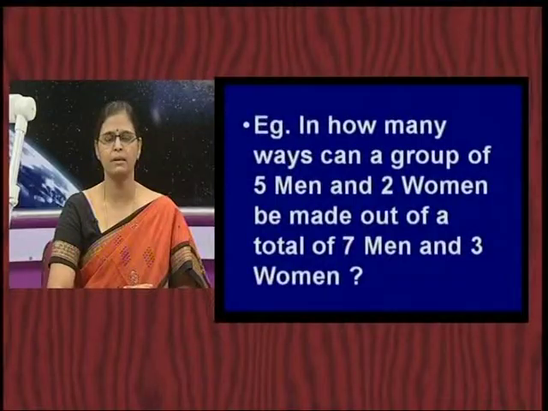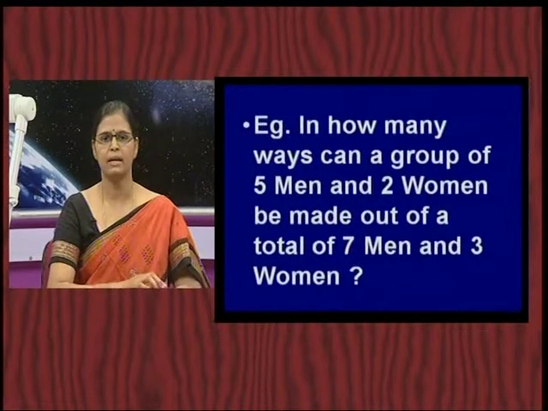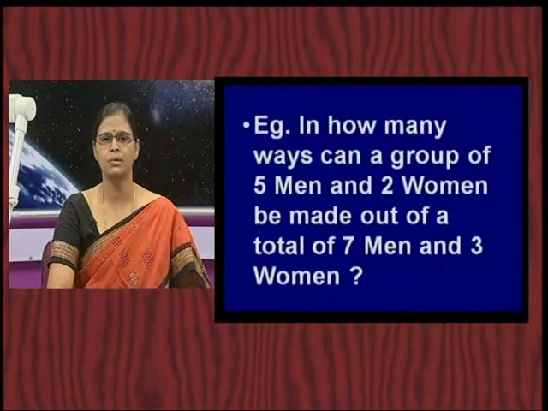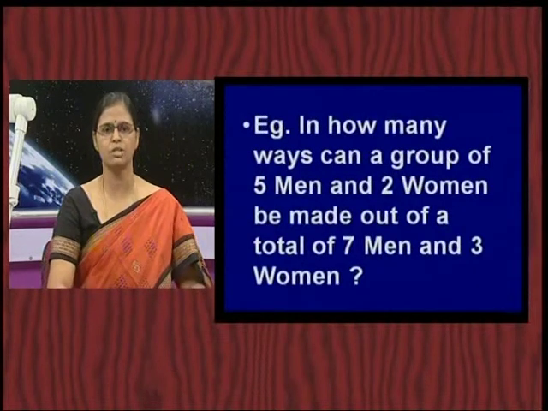సో లెట్ మీ టేక్ యూ టు అనదర్ ఎగ్జాంపుల్. In how many ways can a group of 5 men and 2 women be made out of a total of 7 men and 3 women? So now try to do this. ఇక్కడ ఏంటి మీరు గమనించాల్సింది? Is this an arrangement problem or a selection problem?